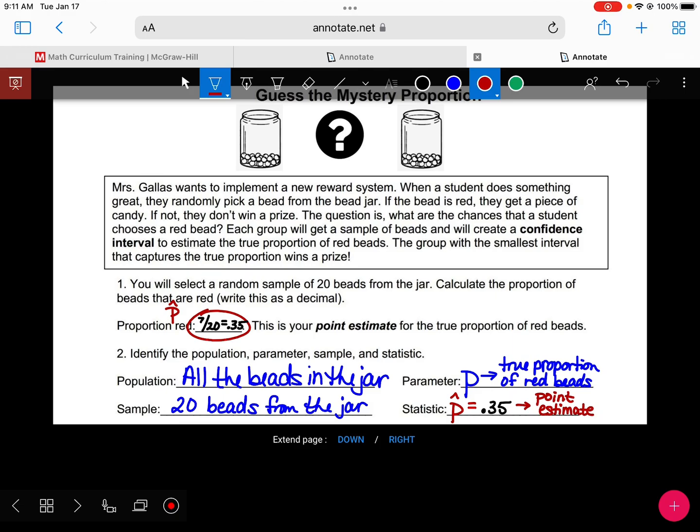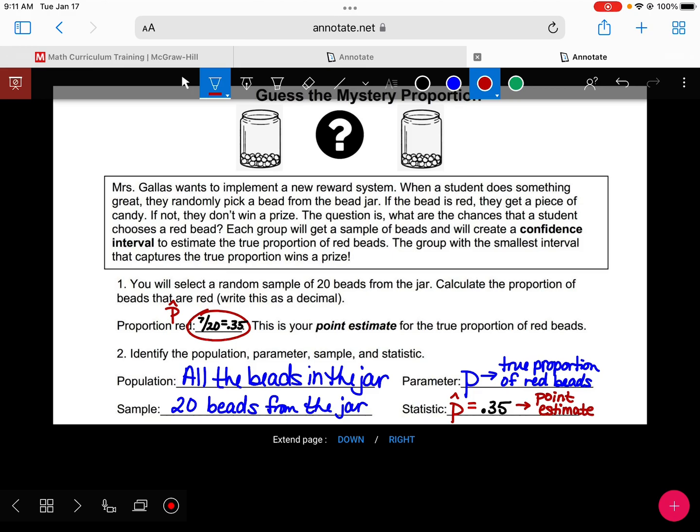So you want your interval to be large enough, this is your margin of error, to capture whatever you think the true proportion probably is. We have an estimate, a sample proportion, for what that is. You can choose any amount to add and subtract, but remember, the smallest interval that captures the truth is going to be our winner. What margin of error do you want to use and why?